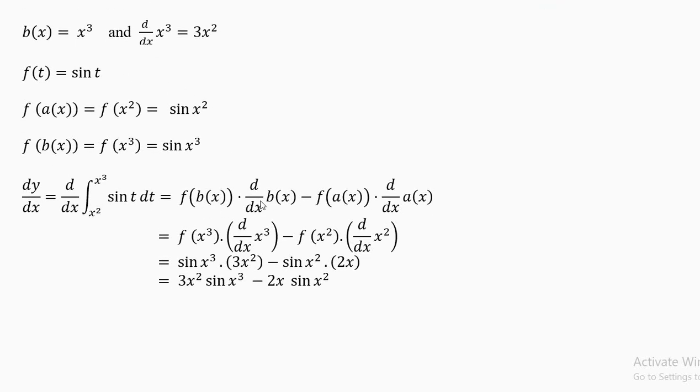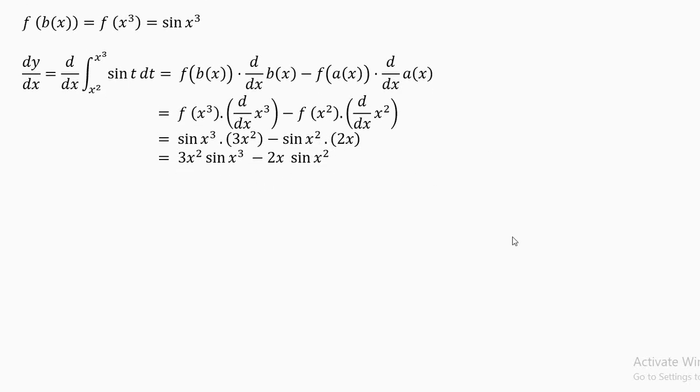Now use the formula f of b into derivative of b minus f of a into derivative of a. You'll get f of x cube into derivative of x cube, which is sine x cube into 3x square. Take this 3x square on the left, you'll get 3x square sine x cube. Now the second term, please remember the minus sign in the middle. F of a into derivative of a, f of x square into derivative of x square. Derivative of x square is 2x and f of x square is sine x square. Take this 2x on the left, you'll get minus 2x sine x square. Remember the minus sign. Now we cannot do any algebra on this. Do not try it. It will be disastrous.